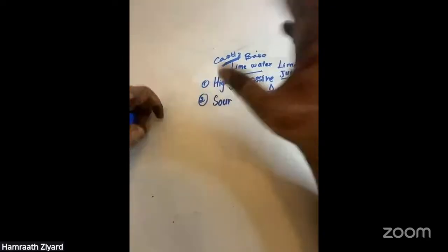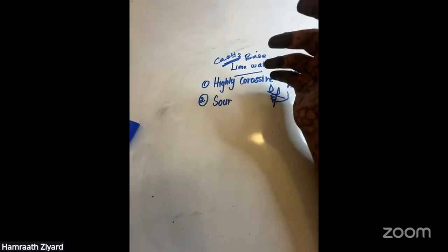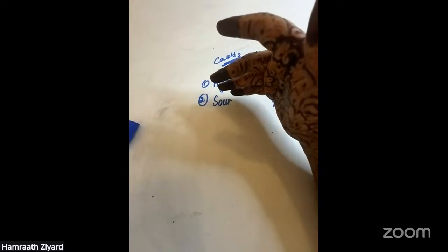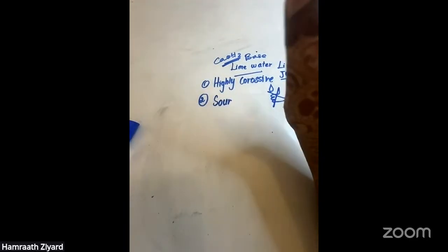Right. Come to the bases. So bases are also going to be the same as acids. You have strong bases, and you also have weak bases. So you will compare both of them and learn about it. Right. Again, come here.